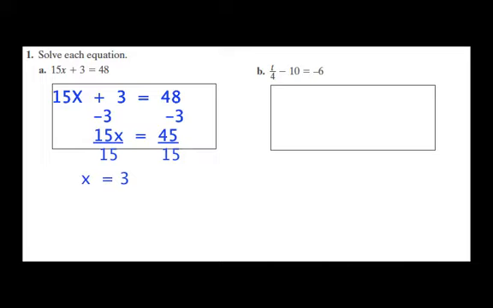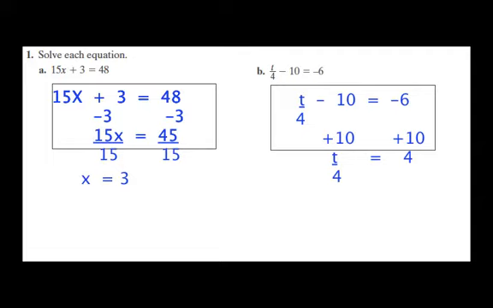So x equals 3. For example B, we have t over 4 minus 10 equals negative 6. The first thing that we have to deal with is we're going to have to add 10 to both sides of the equation. Because we are subtracting 10 from t, we have to add 10 to both sides of the equation. On the left-hand side, the minus 10 plus 10 cancel each other out, so you're left with t over 4. On the right-hand side, negative 6 plus 10 is 4. So now we have the equation t over 4 equals 4.